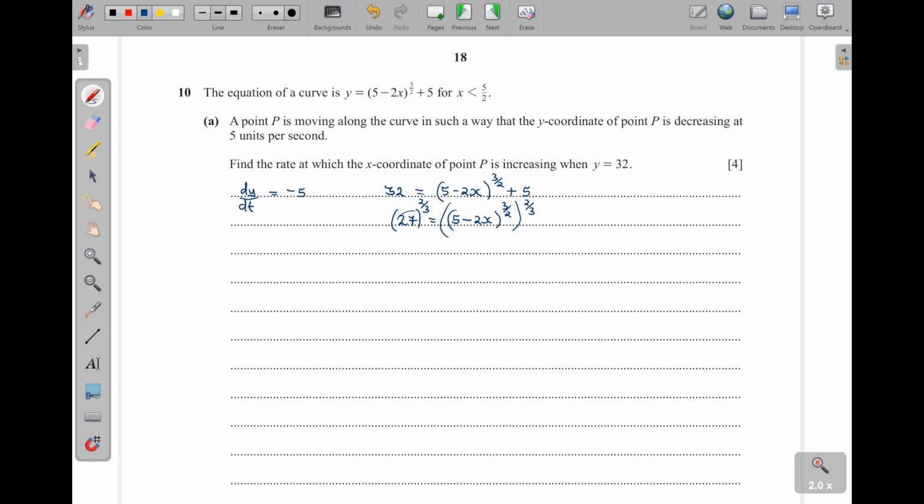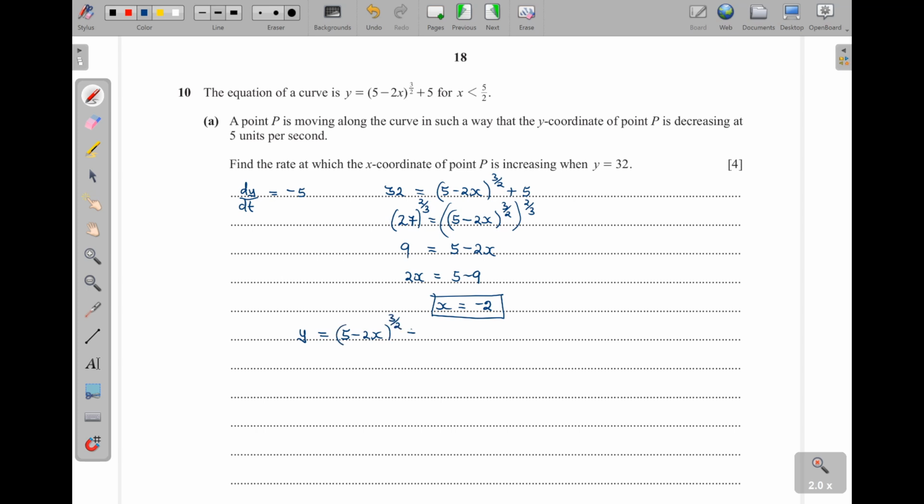Now, the cube root of 27 is 3. 3 squared gives us 9. So we shall have 9 equivalent to 5 minus 2x. I can bring the 2x to this side, it becomes a plus, and then 5 minus 9 is negative 4. When we divide through by 2, that means x is going to be equal to negative 2.